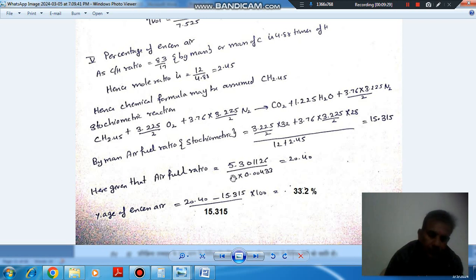But here it is given that 5.30126 kilogram of air is consumed per minute and fuel consumed per second is this. So converting into per second, it comes out 20.40. So percentage of excess air is 20.40 minus 15.315 divided by 15.315, that is 33.2%.